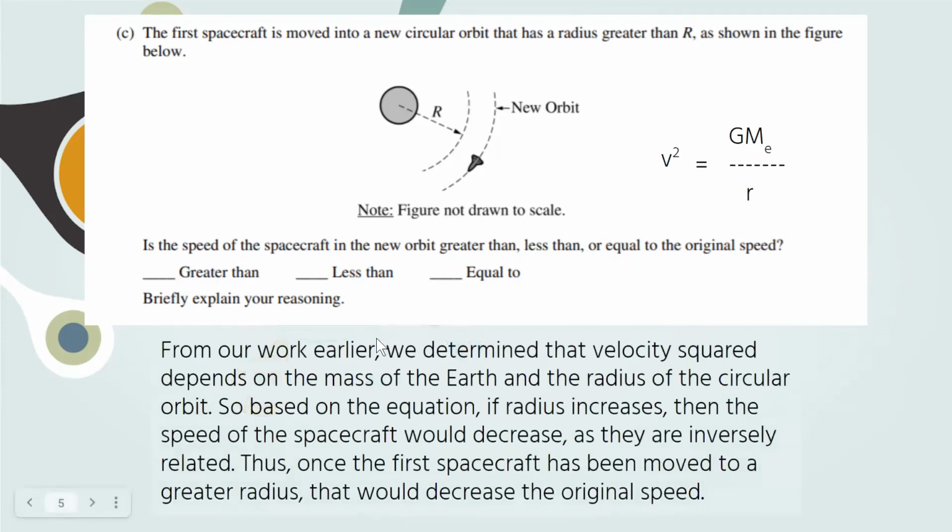From our work earlier, we determined that velocity squared depends on the mass of the Earth and the radius of the circular orbit. So based on the equation, if radius increases, then the speed of the spacecraft would decrease, as they are inversely related. Thus, once the first spacecraft has been moved to a greater radius, that would decrease the original speed. That means we can check off less than as the correct option. And that would be it for the first question of the 2018 AP Physics 1 free response.